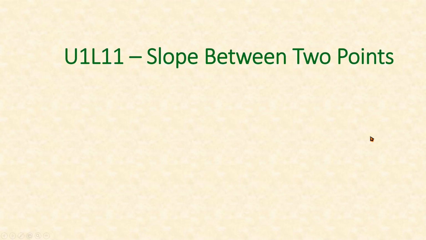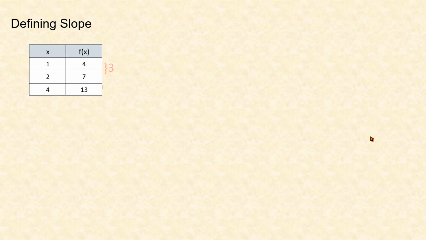All right, this video is for U1L11, and we're finding the slope between 2 points. So recall that the slope is just the change in the x and the change in the y, right? So we find the change in the y, we put that over the change in the x. That is the constant rate of change.